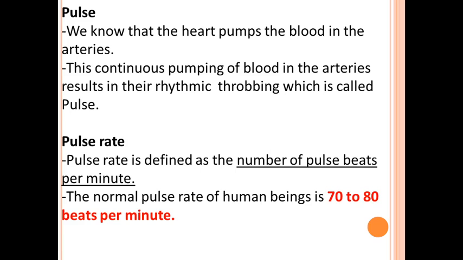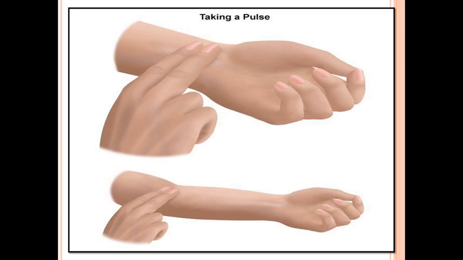So like that we have learned about the pulse and pulse rate also. What is the rhythmic throbbing of your heart? The pumping of blood in the arteries because of the heart is known as a pulse. So you can check your pulse rate. The normal pulse rate is about 70 to 80 beats per minute. Do check your pulse rate, and check your relatives' or your parents' pulse rate. You can do this action and check your pulse rate. 70 to 80 per minute is the normal pulse rate.